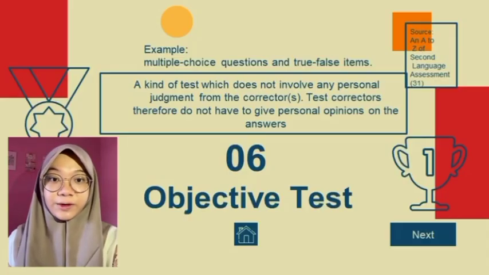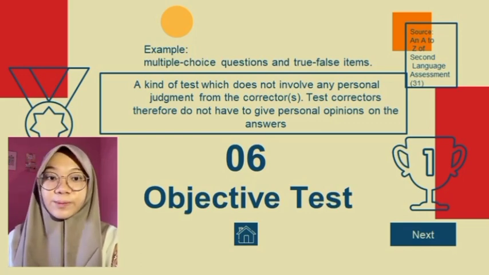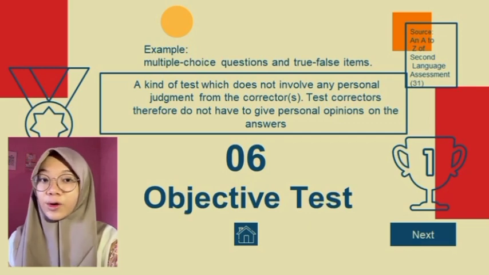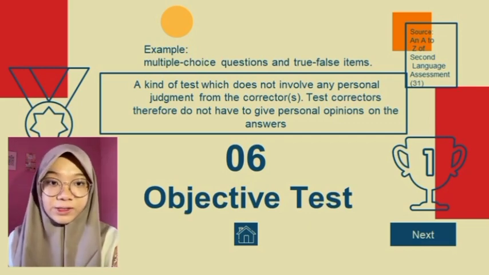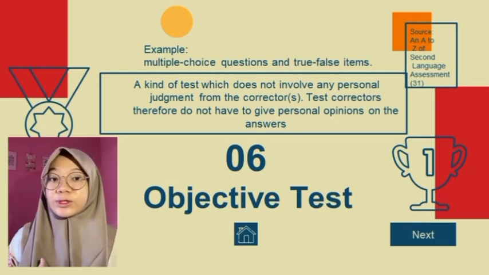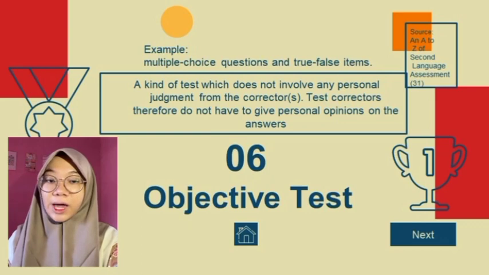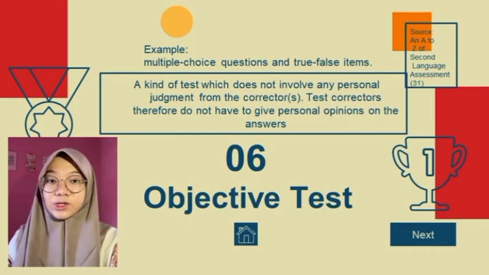Next is objective test, a kind of test which doesn't involve any personal judgment from the corrector. Test correctors therefore do not have to give personal opinions on the answers. For example is multiple choice questions and true-false items. Source from an A to Z of second language assessment, How Language Teachers Understand Assessment Concepts, page 31.